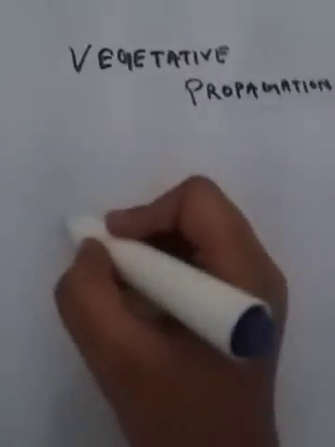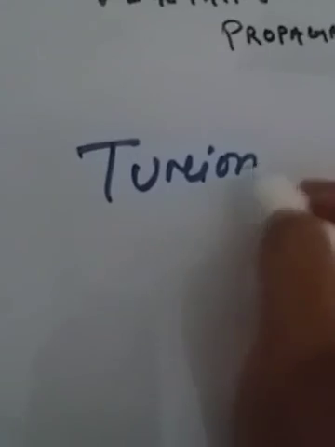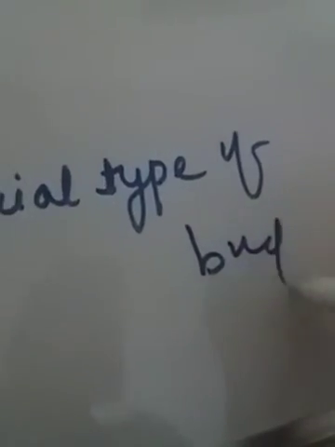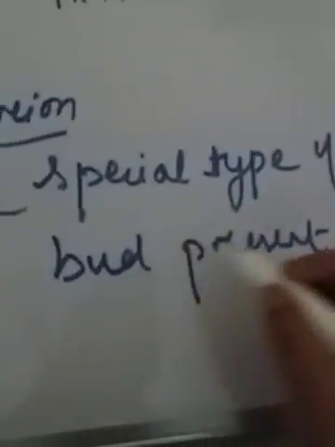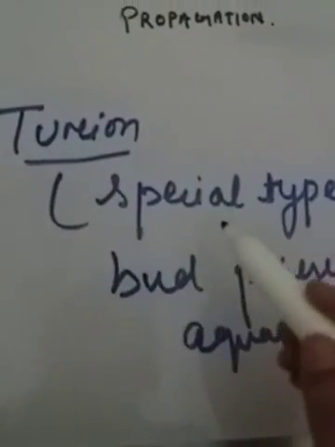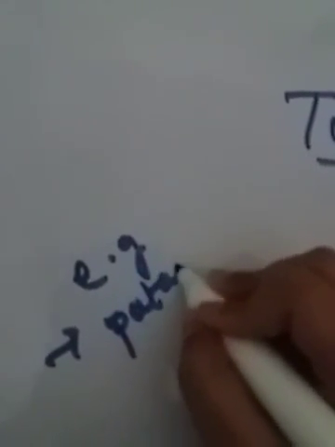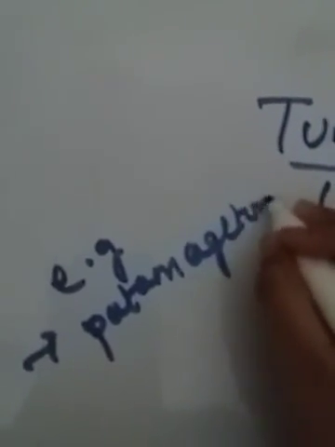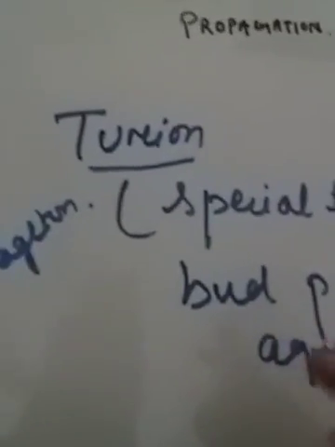And then turion. It is a special type of bud present in the aquatic plants. Turion. Example is Potamogeton. This is all about turion.